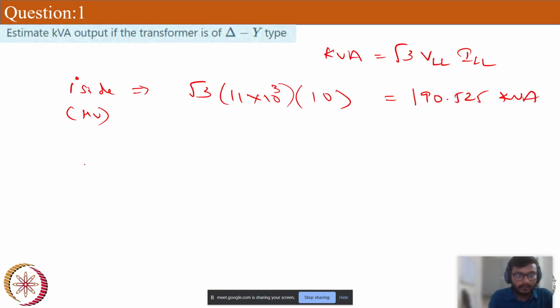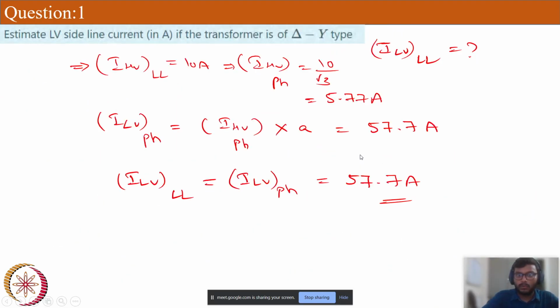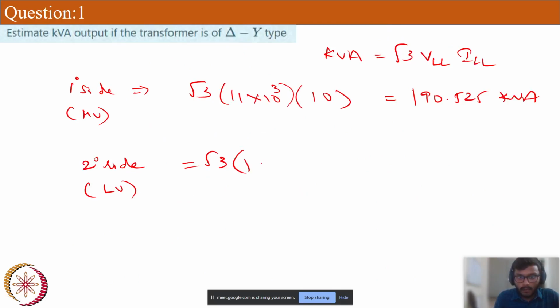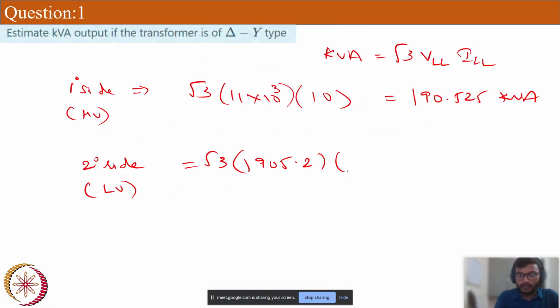Now from the secondary side, if you see the low voltage side, root 3 into line voltage in the low voltage side, how much did we get? Line voltage in low voltage, it is 1905.2, multiplied by the line to line current in LV, which is 57.7.